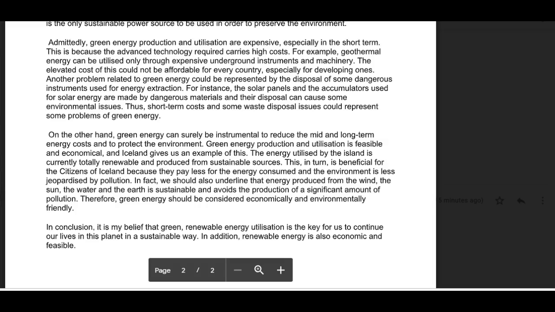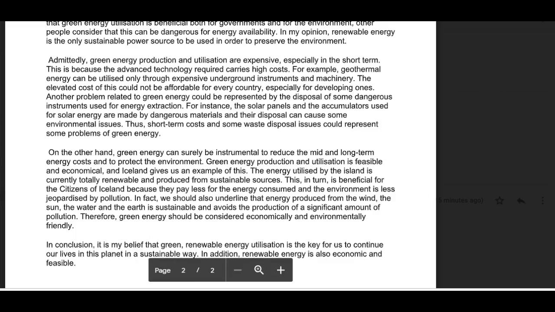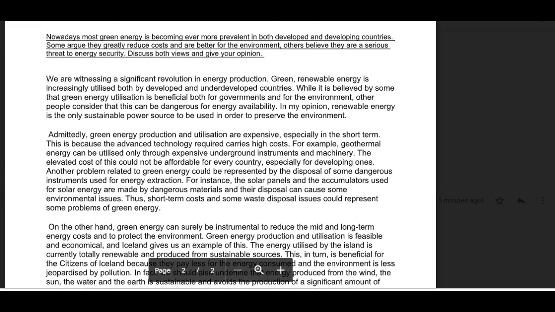Wow, what a nice sentence, nice paragraph, and it sounds like you really have a lot of information about this topic, so well done. However, I have some concerns about how relevant it is to the actual question you've been asked. You have been asked to discuss if it's a serious threat to energy security. I don't see that. In fact, I don't see that at all here.